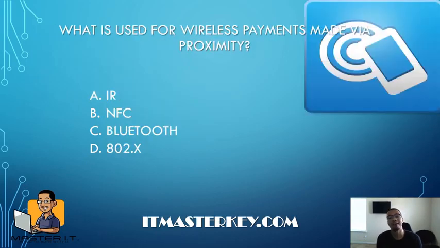What is used for wireless payments made by proximity? Easy. NFC, another acronym, which I know you guys love, stands for near field communications, and that's something you can wirelessly pay for something with via proximity. You have to hold your phone or whatever it is close to the reader, and then it'll take the payment from you.